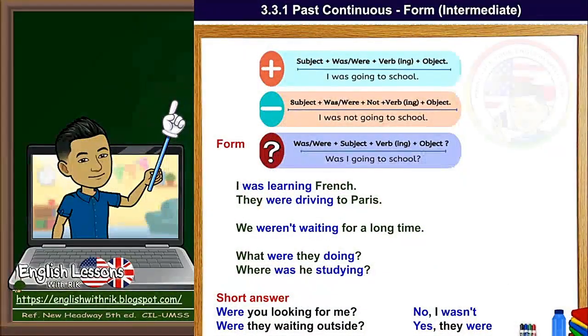Past continuous. Form. The form of the past continuous is was or were in the positive or negative, followed by the ing form of the verb. I was learning French. They were driving to Paris. We weren't waiting for a long time.